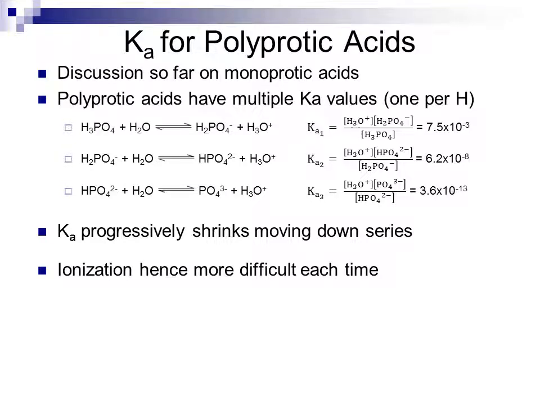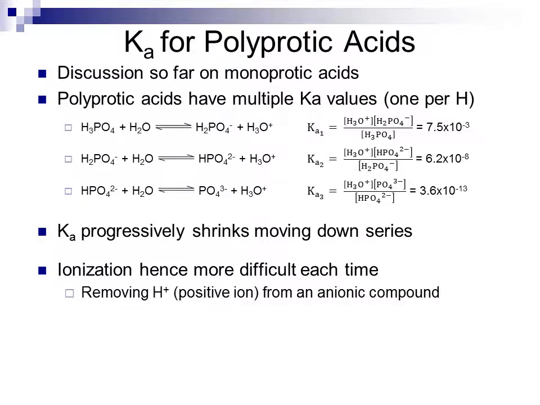Ionization, therefore, must be more difficult going sequentially down this system. This intuitively makes sense because removing an H+ as a positive ion from an anionic substance would be more difficult. I'm trying to pull something positive off of something that is negative, which is more difficult than pulling something positive off of something that is neutral. We see the same trend in ionization energies for second and third ionization energies of ions.